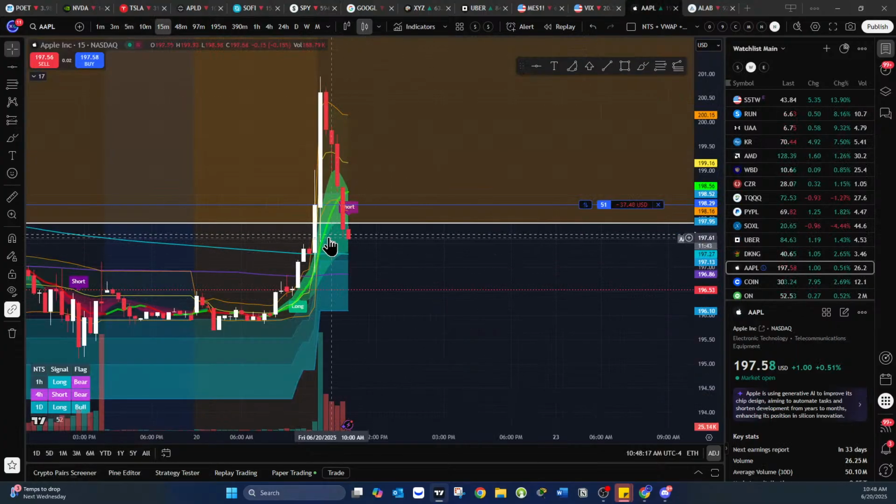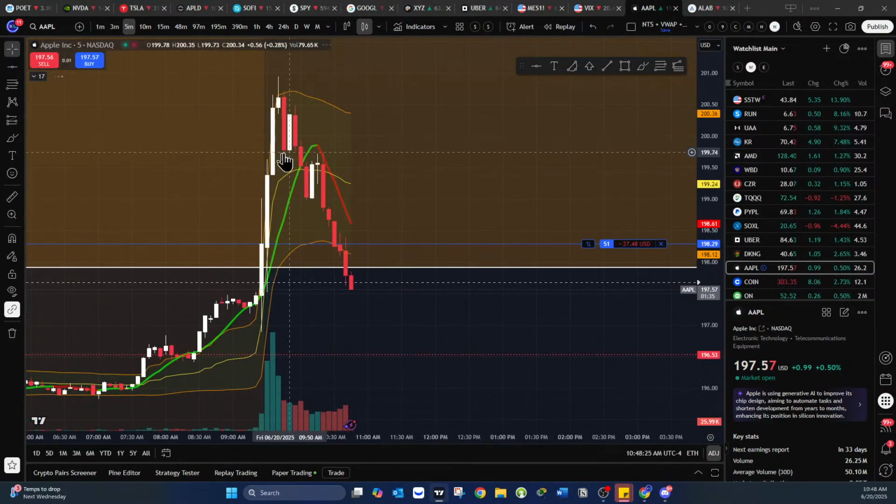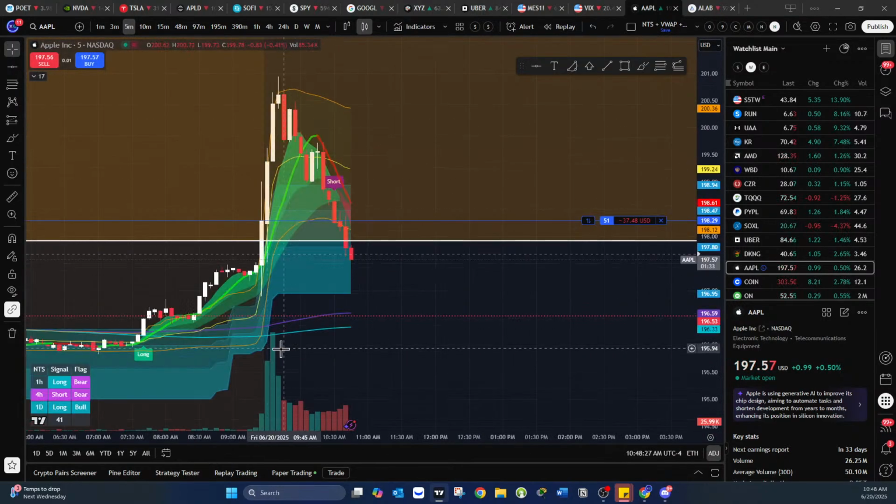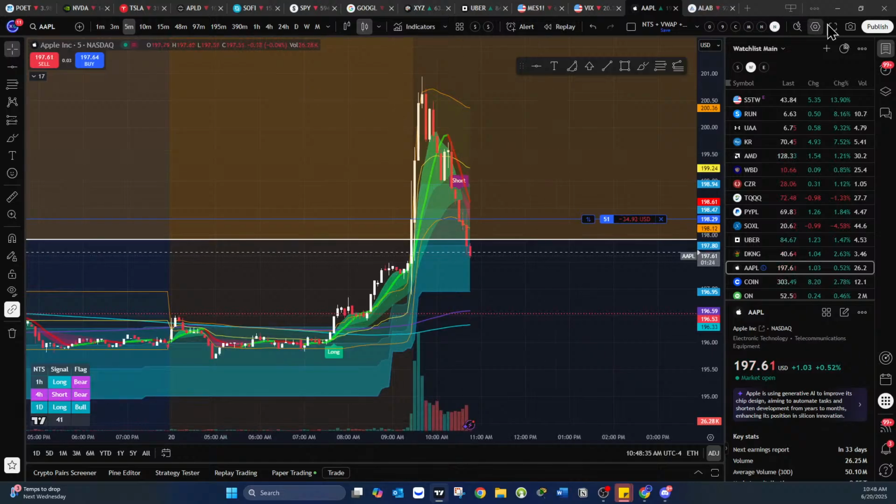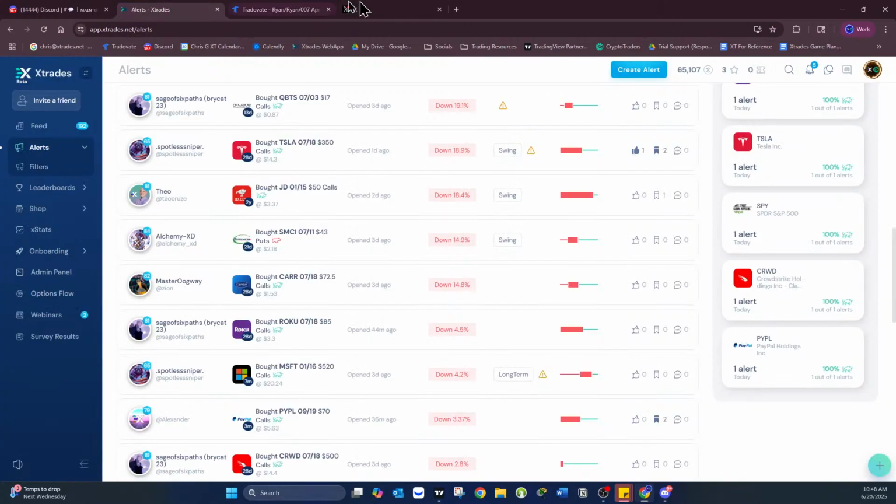Apple's about to break that huge candle breakout that it had. Again, this was a very shocking candle on the 5 minute at the open. This was a crazy amount of volume right here at the open, and then it just lost everything. I'll post about that too. Why not?